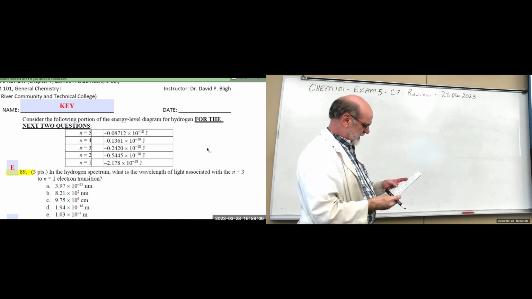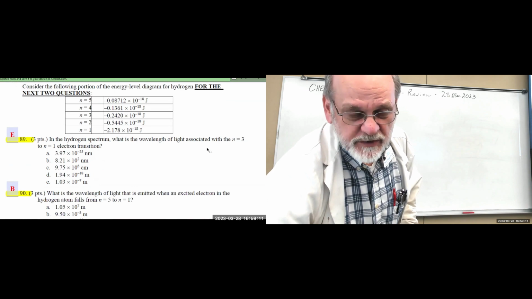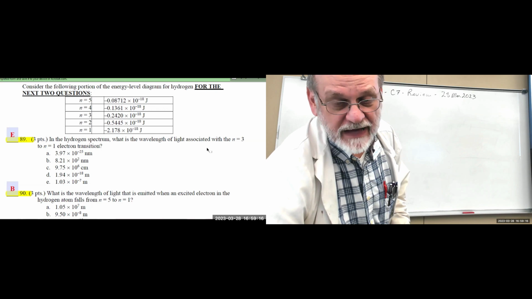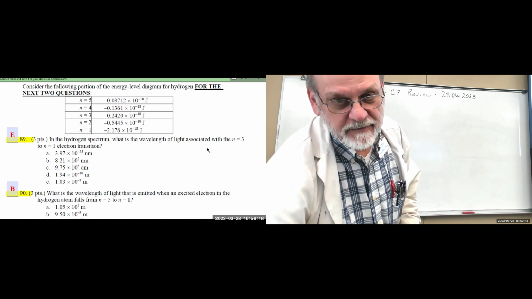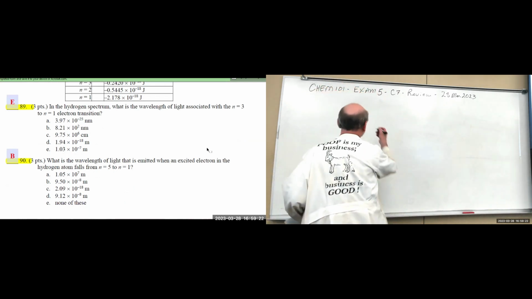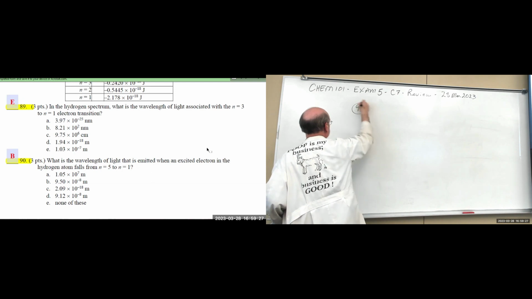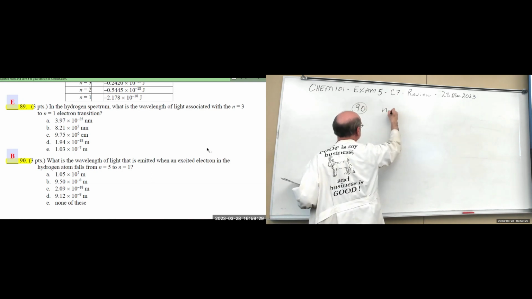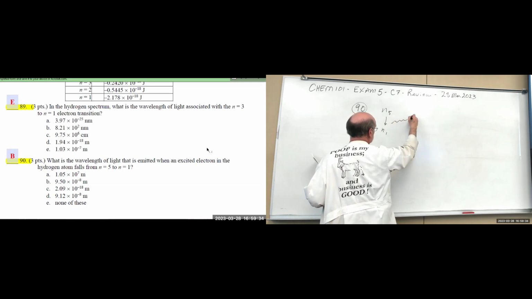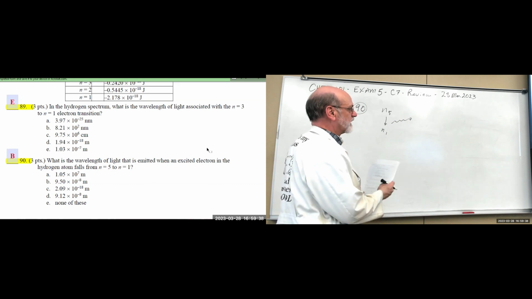Okay, that was 89. Do we want 90 also? What's the wavelength of light that is emitted when an excited electron in the hydrogen falls from 5 to 1? So we're going to go from 5 to 1 this time. 90. We're going from N5 down to N1. So in this case, we're also going to emit light, and we want to know the wavelength.